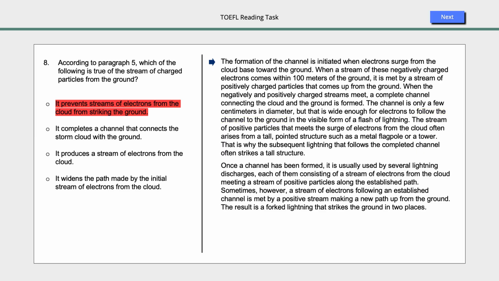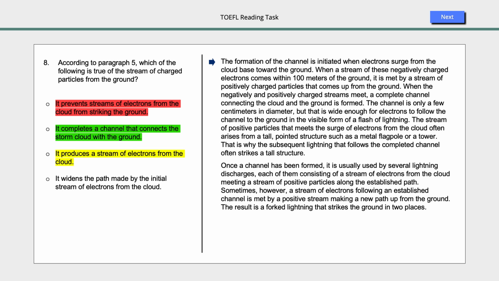The next option says, it completes a channel that connects the storm cloud with the ground. The passage says a complete channel is formed when a stream of negatively charged particles from the cloud comes within 100 meters of the ground, when it is met by a stream of positively charged particles. So this option is correct.